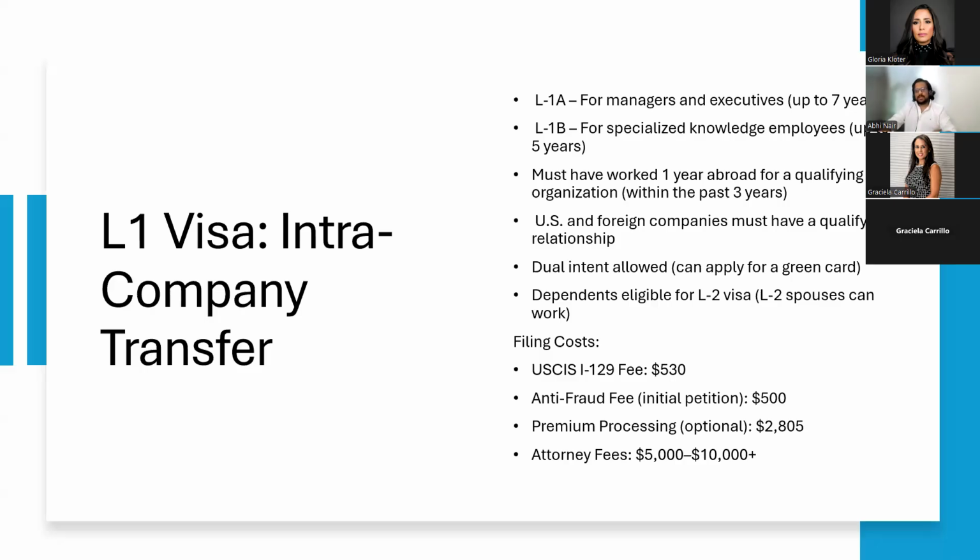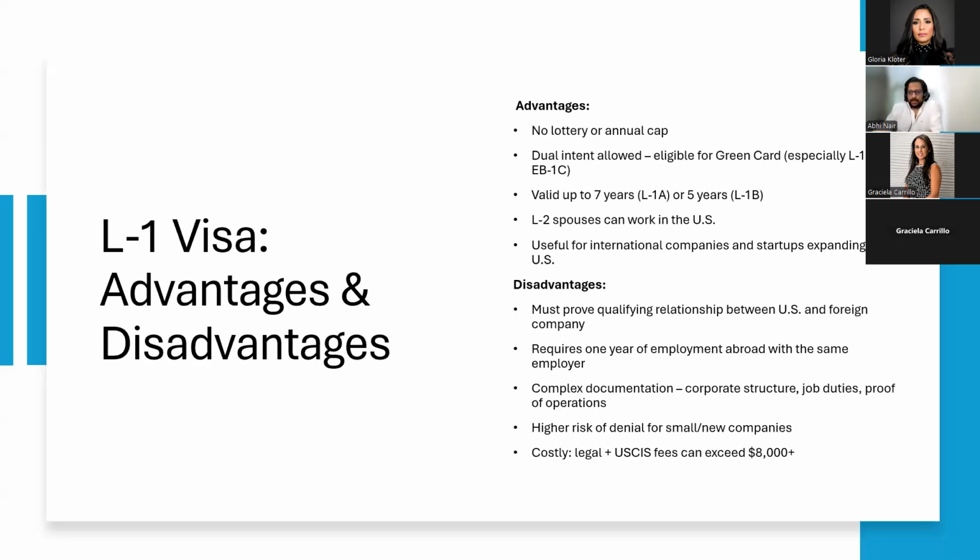There are government fees like $530 USCIS fees and $500 anti-fraud fees, and optional premium processing if you want to speed up. Legal fees vary, but most of us heard quotes between $5,000 and $10,000. So while the L1 isn't an option you can directly control as a student, it is something to consider when choosing employers. If your future company has a presence abroad, you can build a path towards internal transfer and bypass the H-1B lottery altogether. Now let's look at the pros and cons of this option, because while it promises a lot, there are key limitations we need to understand as well.